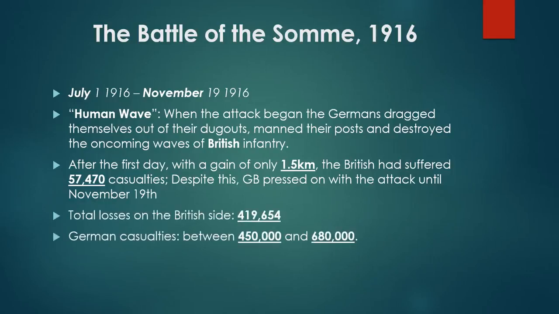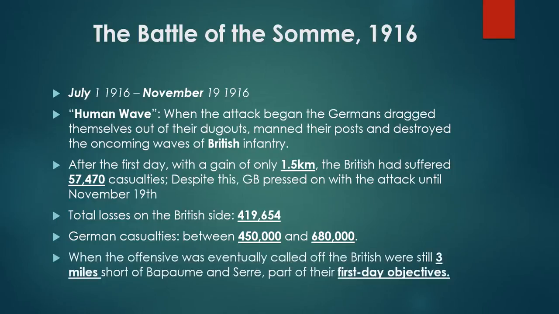The total losses tallied over 1 million people. The British side, 419,654. German casualties, they don't really know for sure, but between 450,000 and 680,000, depending on where you find the estimate from. When the offensive was eventually called off, the British were still 3 miles short of their goal, which was Bapaume and Serre, part of their first day objectives. On July 1st, they said, let's get there, and they were still 3 miles short of it after they had lost 500,000 men, and after Germany had also lost 500,000 men, which is crazy.